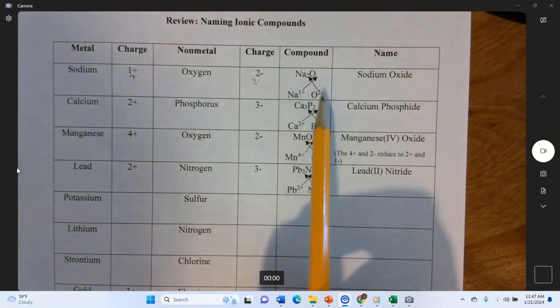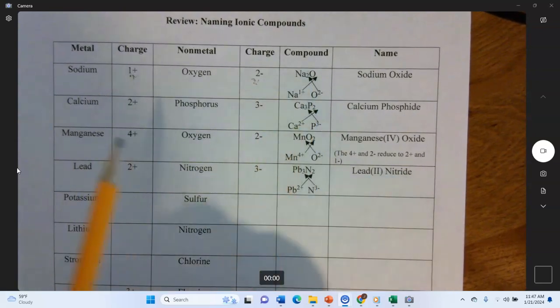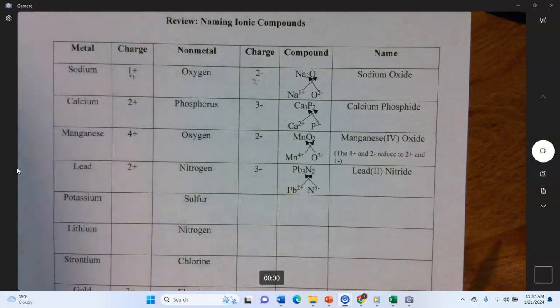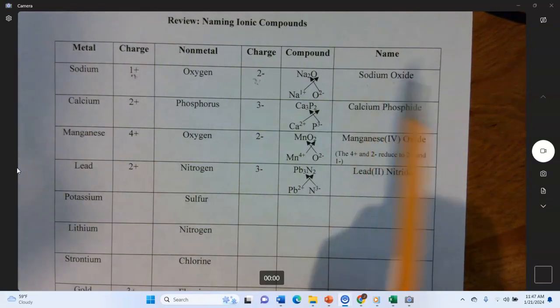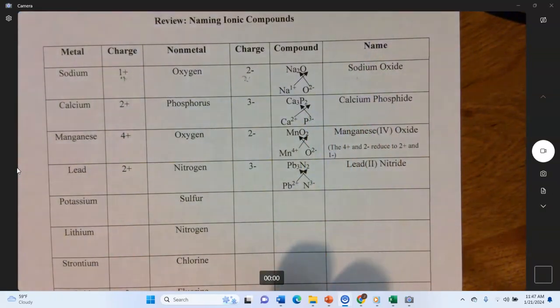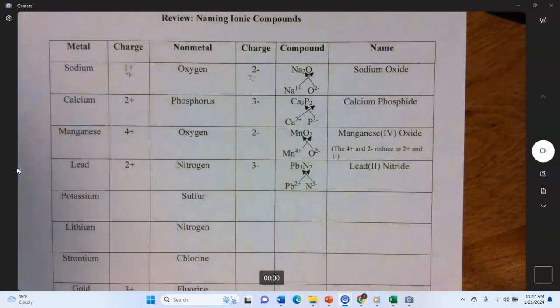So you just use the crisscrossing arrows. The 2 comes underneath the Na, the 1 comes underneath the O, but of course you don't write it. And it gives you Na2O, and that's sodium oxide. Okay, it's not a covalent bond, so it's not monoxide. That's for covalent bonds. We'll do that on another assignment.